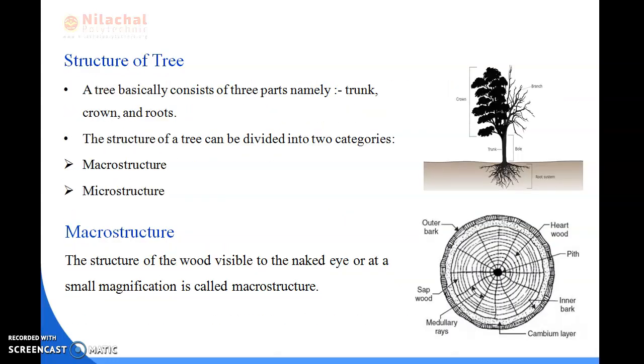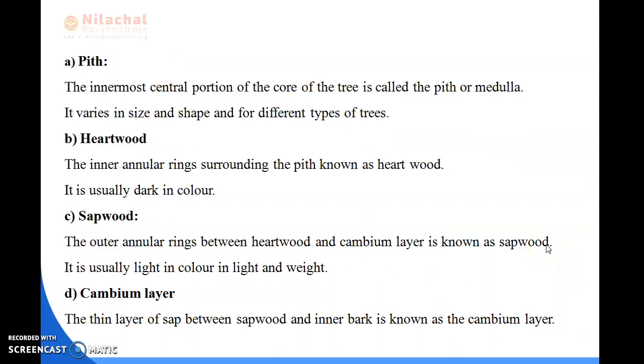As I have told you, macrostructure means the structure of the wood that is visible to our naked eye or at a small magnification, and these are the parts, or the classification we can say, of the macrostructures. I have already discussed them with you. First is pith. The innermost central portion of the core of the tree is called pith or medulla.